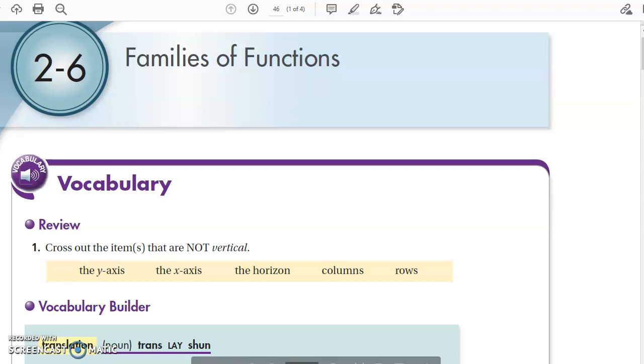What's up, guys? We're in 2.6 family functions. A couple things here. Families. You guys know what those mean. You're all part of a family. That means things that are related, right?